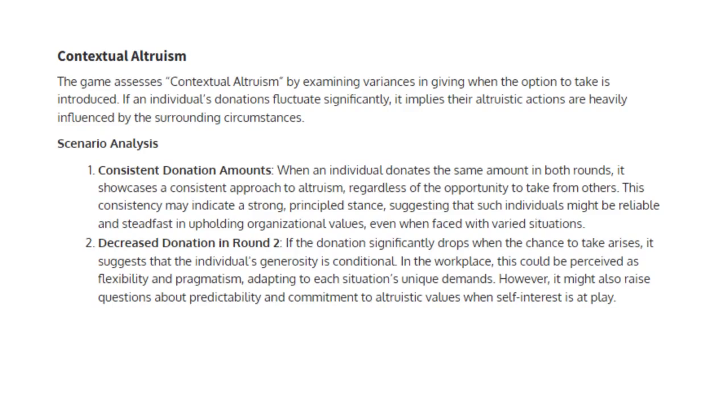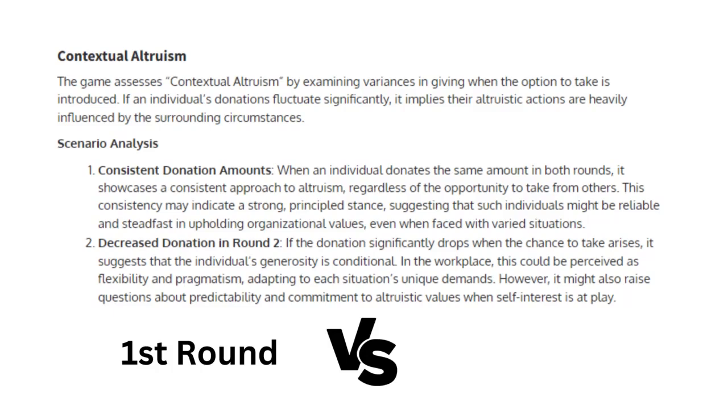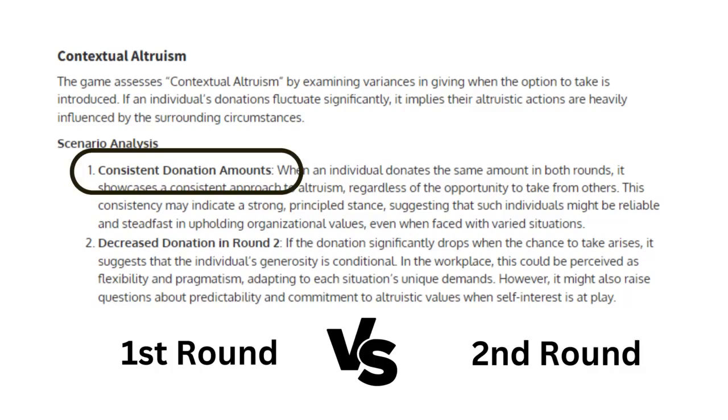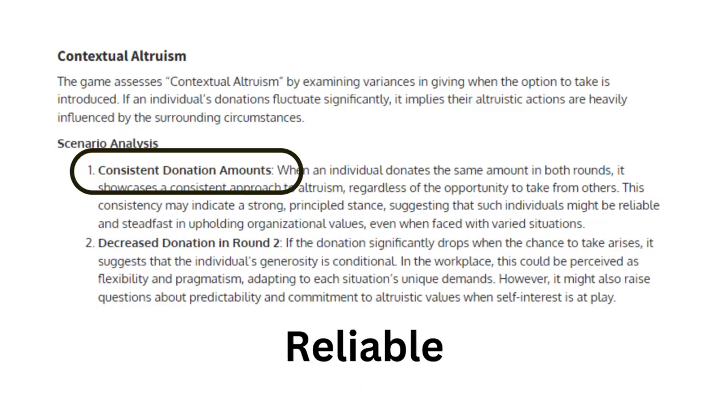Contextual altruism is measured by comparing your decision in the first round versus the second round. If your decision is similar in both rounds, it shows your consistent approach to altruism. This indicates your strong principled stance. You are reliable and will uphold your beliefs and values regardless of the situation.